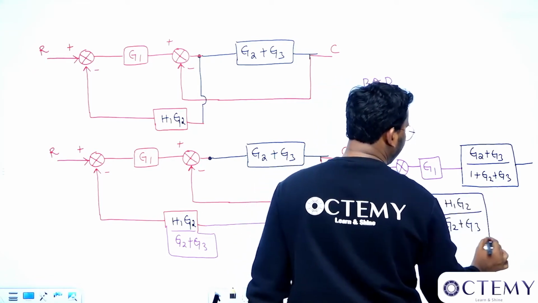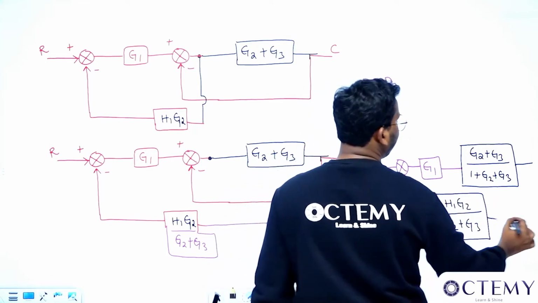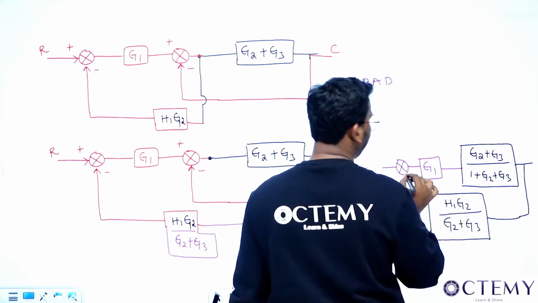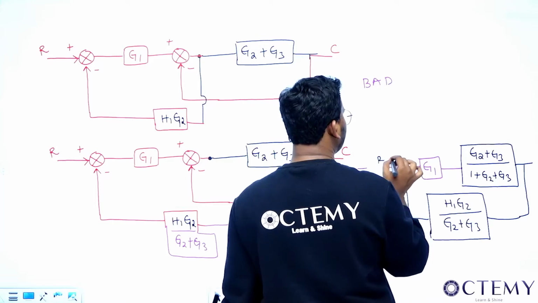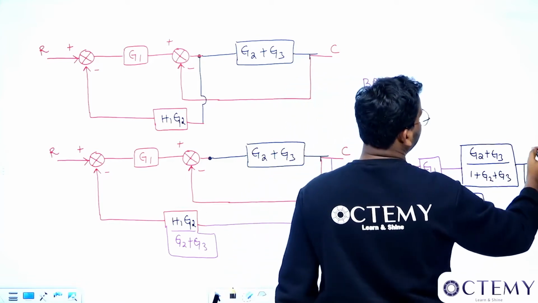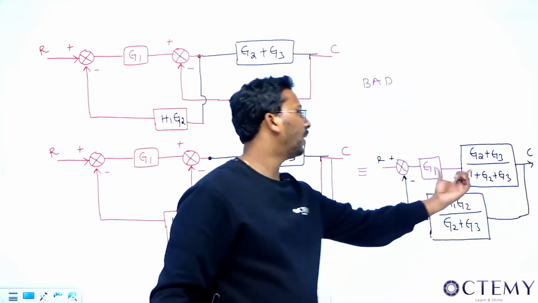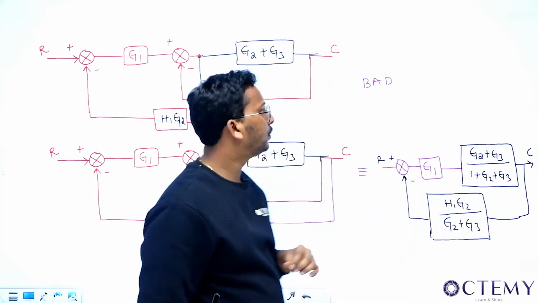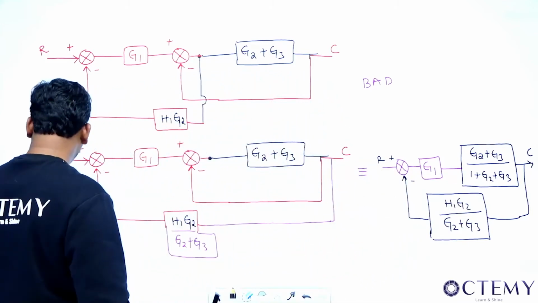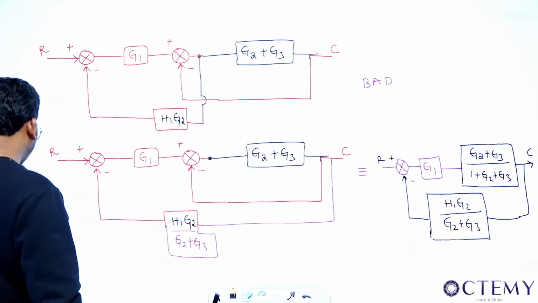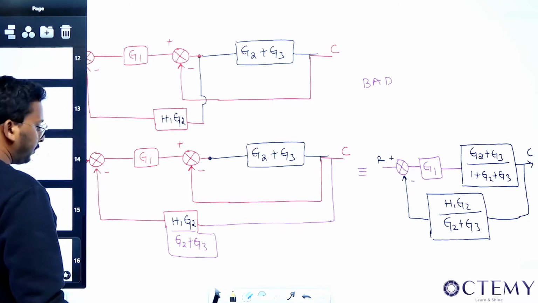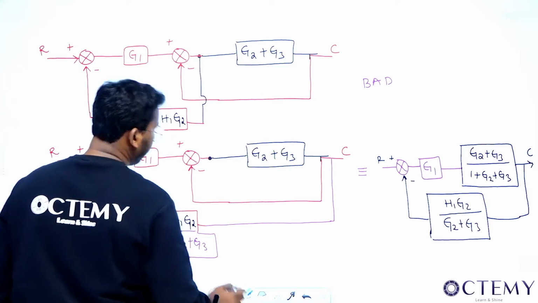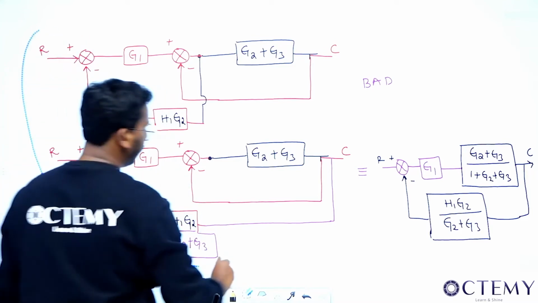Right, sir. Now it is easy. See, sir, how has it become easy? Now this has become a simple block. This is negative feedback. This is your R. This is plus. This is your C. Now these two are in cascade. This is a loop. See, sir, if you solve this, what will you get? If you solve this, you will get the answer as this, sir.